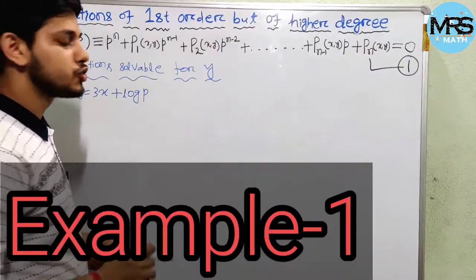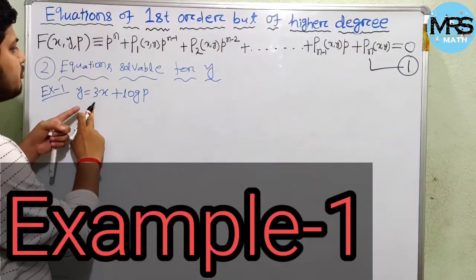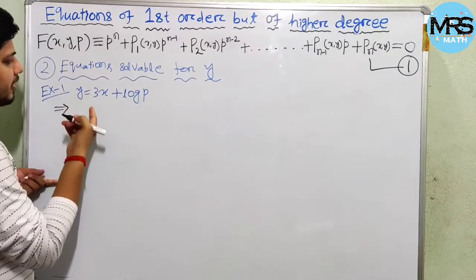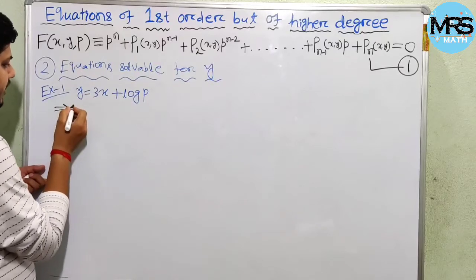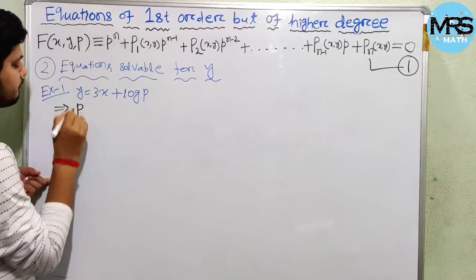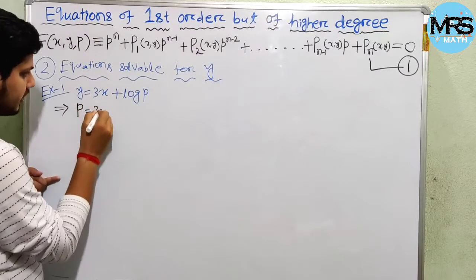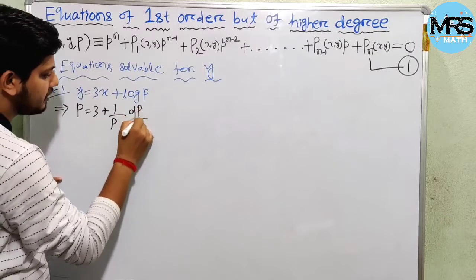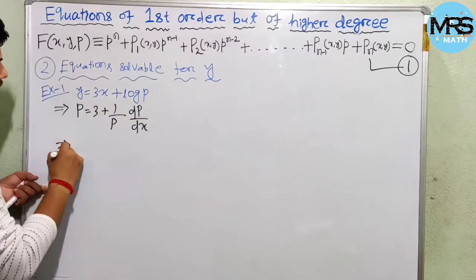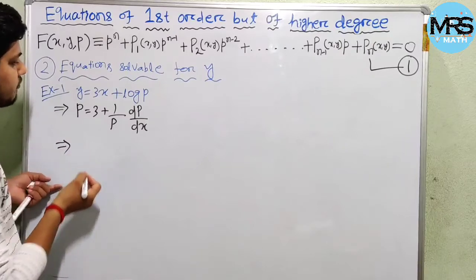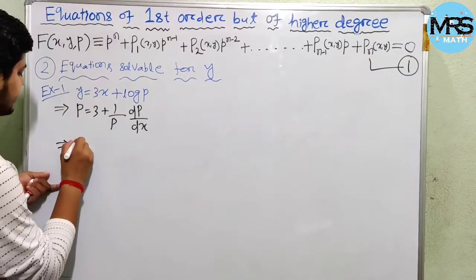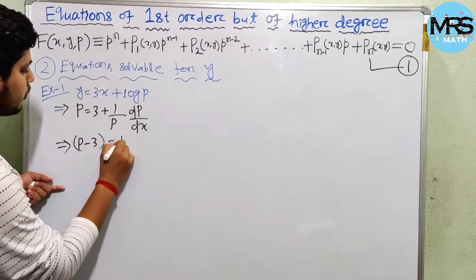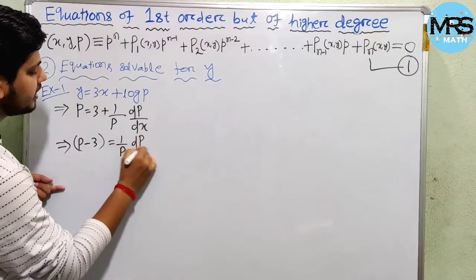Here I have taken one example to verify this method. First we take the derivative with respect to x, that is dy by dx, which is nothing but our p, equal to 3 plus log p gives 1 by p into dp by dx. If you solve this, you get p minus 3 equal to 1 by p into dp by dx.